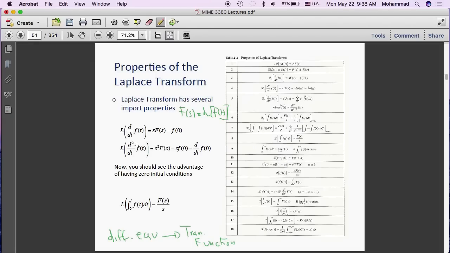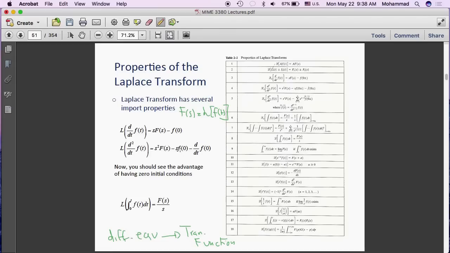What if you have the second time derivative of function f? It's very similar. You take s to the power 2, multiply it by the Laplace transform of the base function, and subtract from it the effect of initial conditions. The good news is we are going to assume that all initial conditions are 0. Which means you don't have to worry about these two terms. So going from time to Laplace domain is as easy as multiplying by equivalent powers of s.